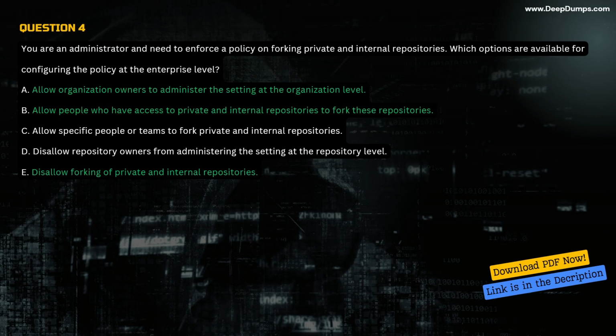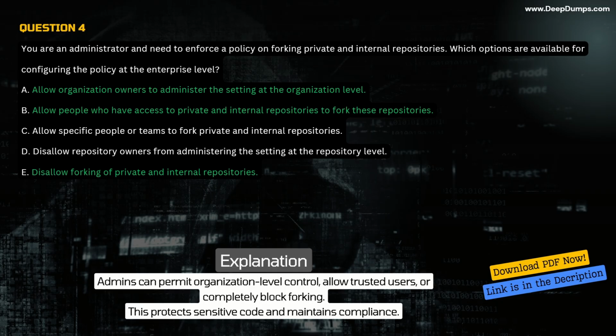Correct answer A, B, and E. Allow organization owners to administer the setting at the organization level. Allow people who have access to private and internal repositories to fork these repositories. Disallow forking of private and internal repositories. Explanation. Admins can permit organization-level control, allow trusted users, or completely block forking. This protects sensitive code and maintains compliance.